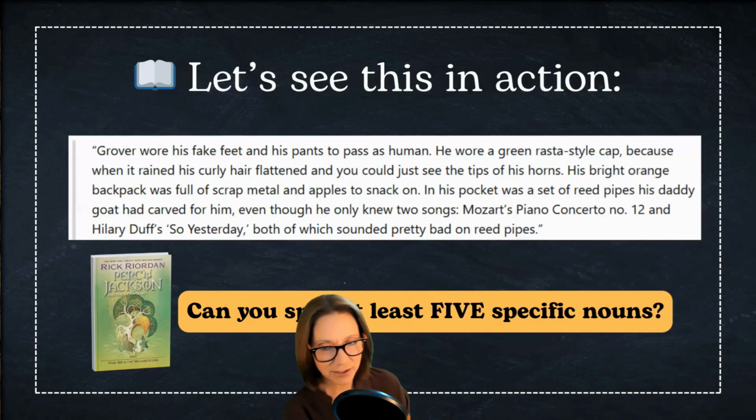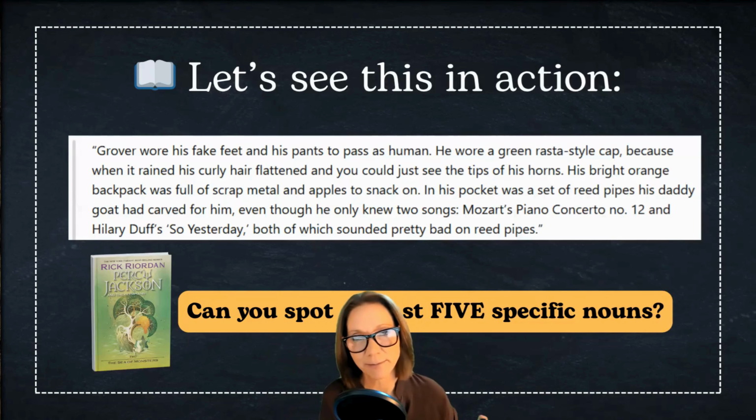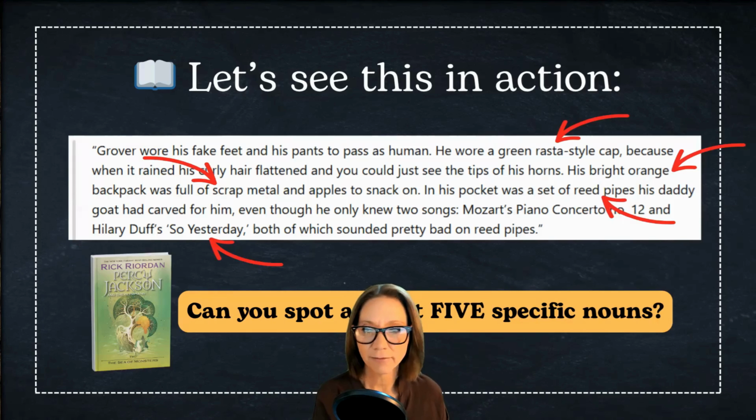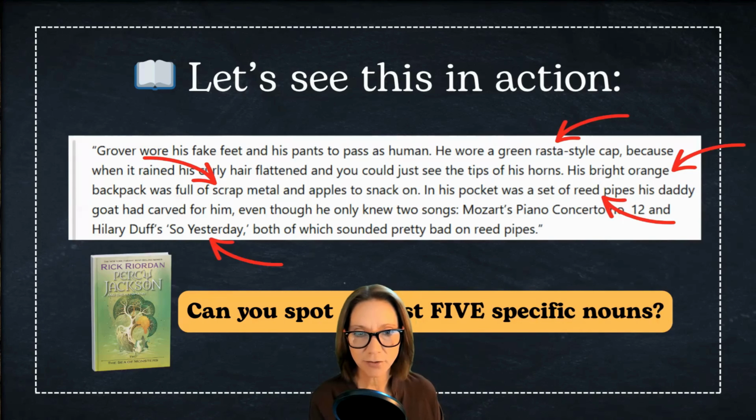So there are actually at least 5 different specific nouns in here. So pause this and see if you can find them. All right. We have a Rasta style cap. We have scrap metal. We have orange backpack, reed pipes, Hilary Duff's So Yesterday, and Mozart's piano concerto. That would work as well. Lots of specific nouns in one paragraph.